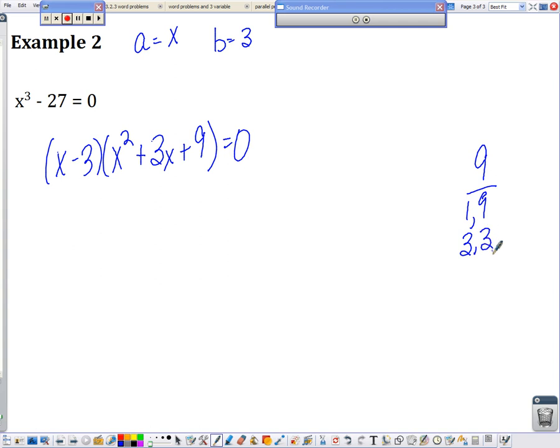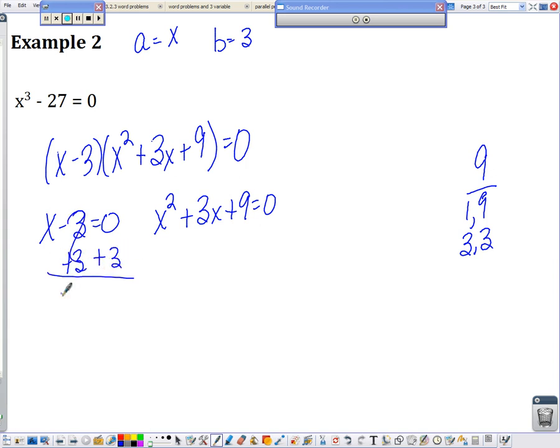So what I actually have to do in order to solve this, so the first thing is I should separate these, x minus 3 equals 0, or x squared plus 3x plus 9 could equal 0. Okay, so this one's easy to solve. Let's go ahead and solve this one. Add 3, and I get x equals 3.